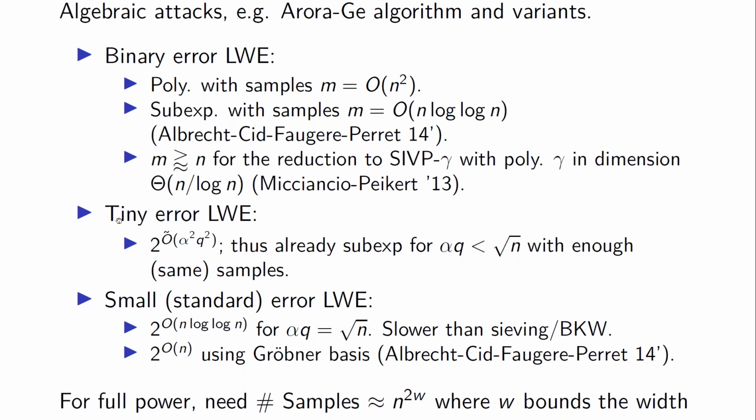Okay. And on the other hand, if we allow slightly increasing the binary error to something I call tiny, tiny means it's between the range of binary and small, which means standard, we have a trade-off between the size of the error and the running time, where the running time is 2 to the order tilde, since the tilde hides a logarithm factor, which I just ignore, of alpha squared q squared, where alpha q was the deviation we mentioned before. So it is already sub-exponential if alpha q is smaller than square root n. So it's mildly sub-exponential if it is smaller than that, with enough samples that I didn't specify really here.